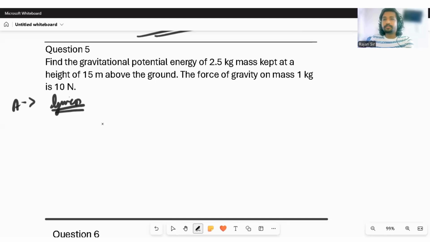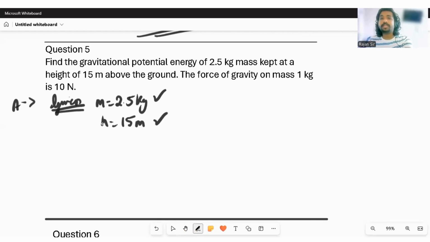Now we have mass is given to be 2.5 kg. Check, SI unit, no problem. At a height of 15 meter. Check, meter, no problem. The force of gravity on mass 1 kg is 10 Newton. Again, it is given as G. So we have G is 10 Newton per kg. So right now, let's go for the solution.